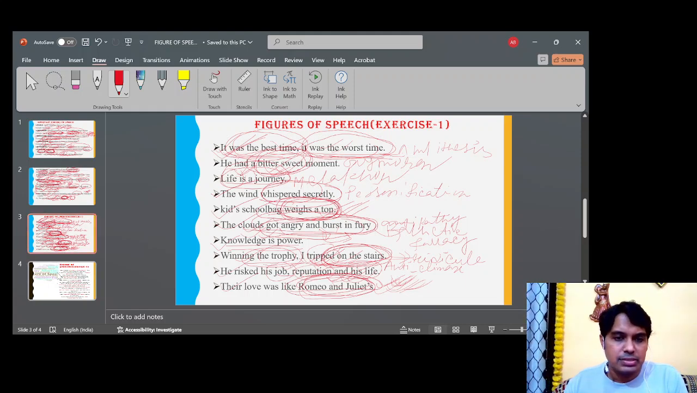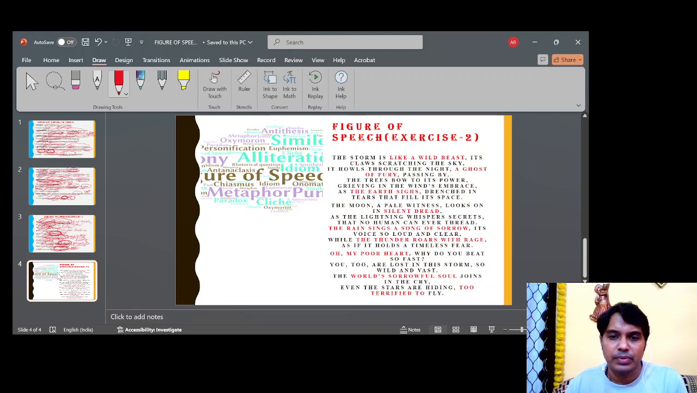Now coming to the next set of questions we have, that's a bit difficult one. Here is an example of a poem, and you have to identify the figure of speech used in this poem. Now let's read the poem. The storm is like a wild beast. Okay, just see here the red inked portion, of course, having poetic devices. Okay, all the red ones.